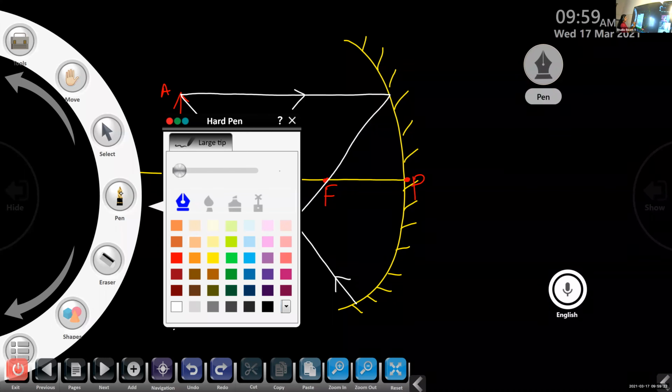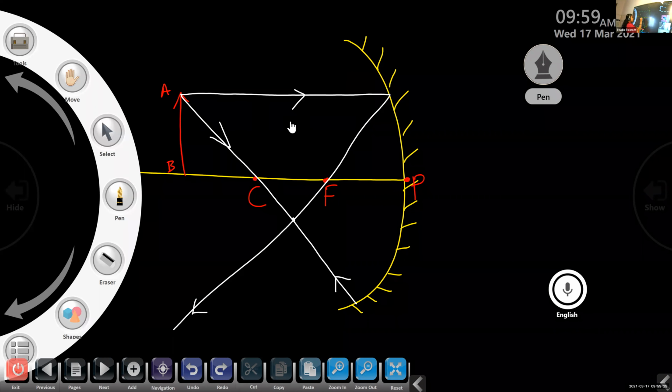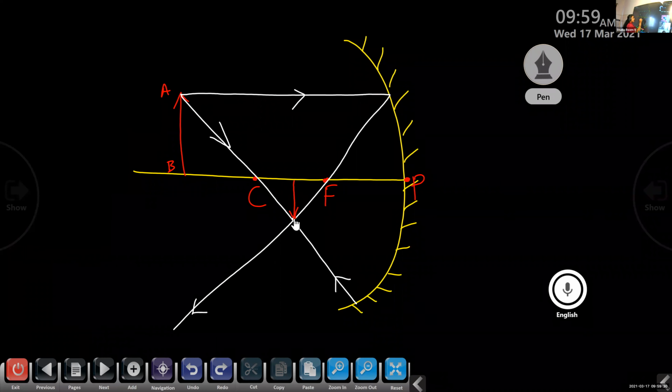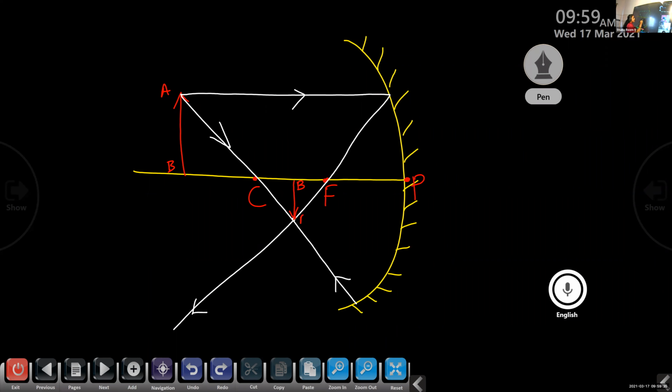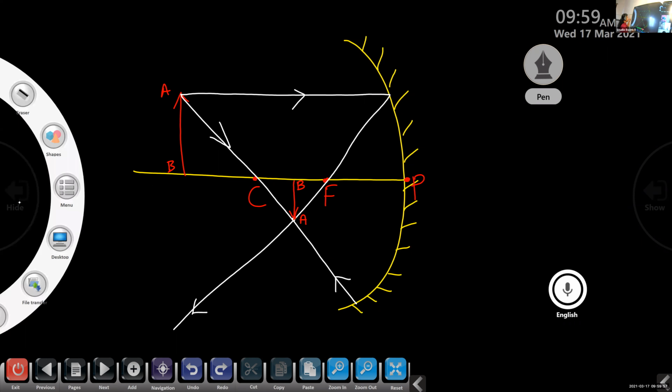When the object is placed beyond C, the image is formed between C and F, that is here. Since it is real and inverted, we can write it as BA instead of AB. Clear? So when you draw the ray diagrams, you must take care to draw these arrows, because if you do not draw them, your marks will be cut off. This arrow shows the direction of the light ray, whether it is incident or reflected. So you must draw these arrows, otherwise your ray diagram becomes incomplete.